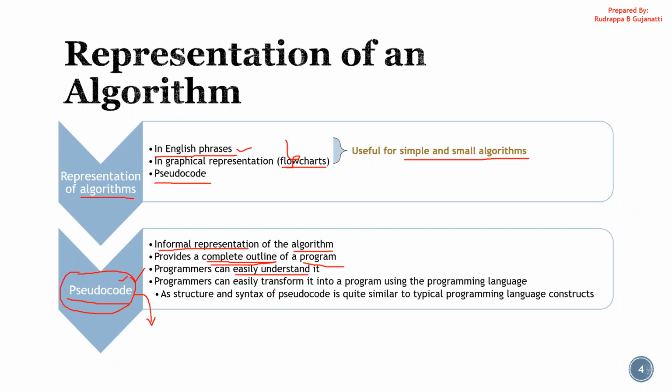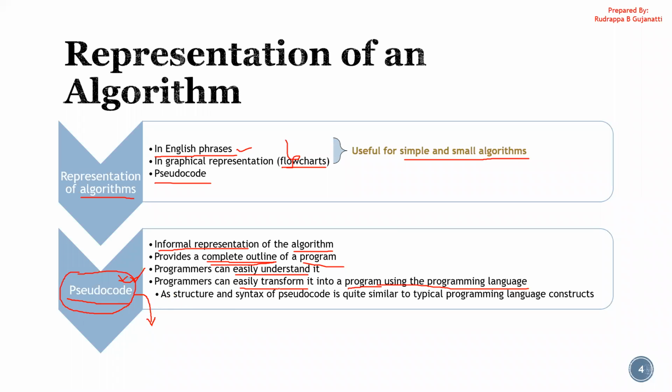Then, apart from this, once a pseudocode is written, you can easily transform it into a program. Say if you want to write a C program, you can use this pseudocode and convert it into a C program. Or if you want to write a C++ program, you can convert it into a C++ program. So using any of the languages, you can write the program once a pseudocode has been implemented.